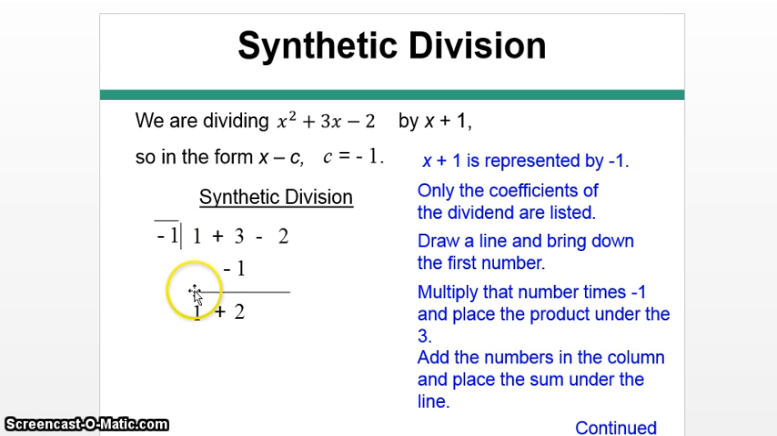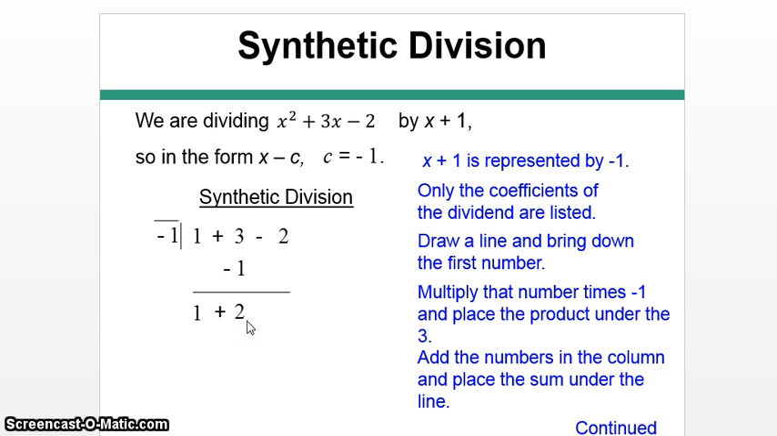After that, draw a line, then bring down the first number below the line. Then multiply this negative 1 with this number, we'll get negative 1, and write it down under 3, not under 1. Then add these 2, we'll get 2. That result you write down below the line.